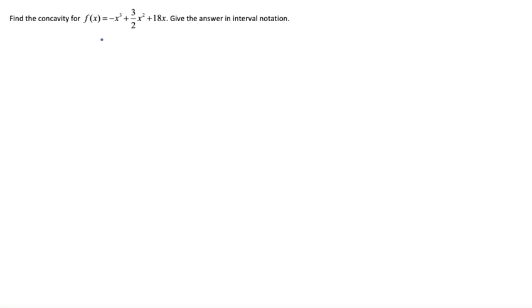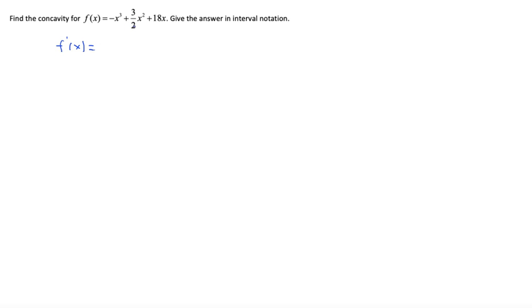Find the concavity for f of x equals negative x cubed plus 3 over 2 x squared plus 18x, and give the answer in interval notation. Alright, so we know that for concavity we want to find the second derivative. Okay, well, we've got to do the first derivative first, right? So let's take the first derivative.